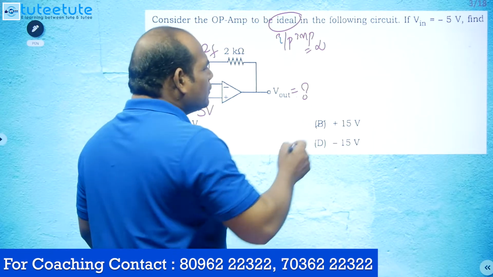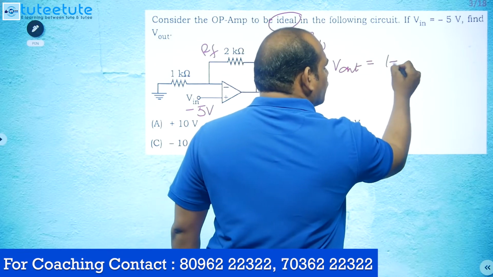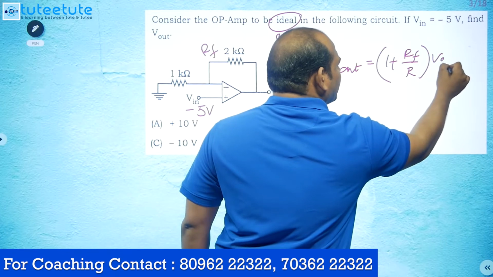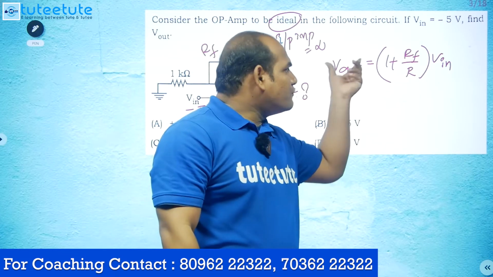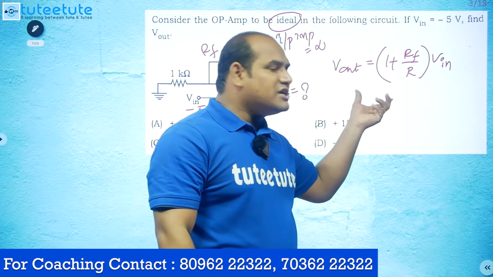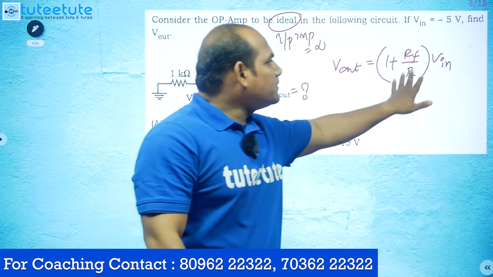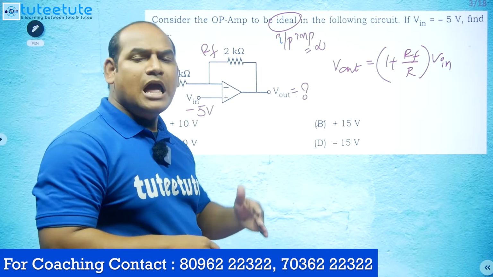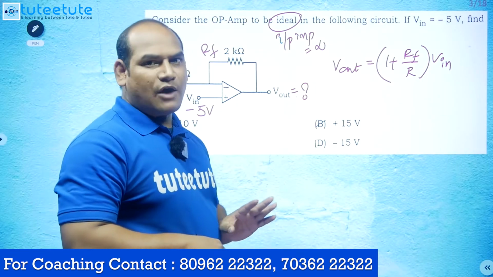And we know that for the non-inverting amplifier, the output is 1 plus RF by R into V input. Or we can say V output by V input is equal to 1 plus RF by R. That is the gain actually. Gain is multiplied with input, then we get the output. For any system, output voltage is equal to gain into input voltage. So the same thing we have followed here.